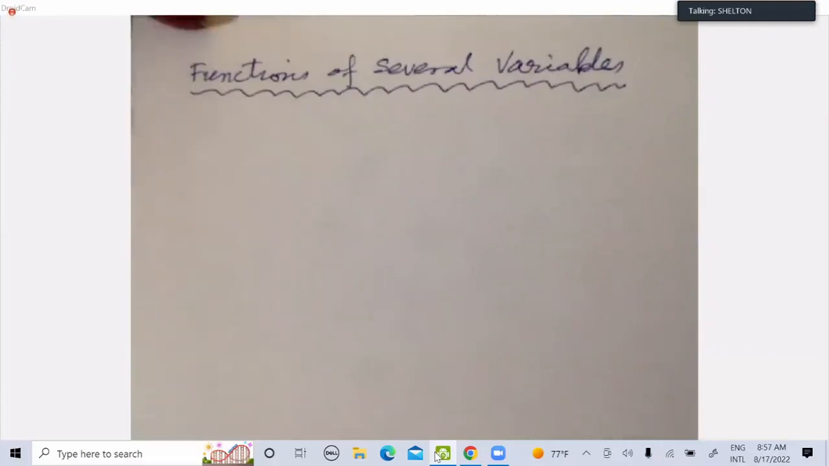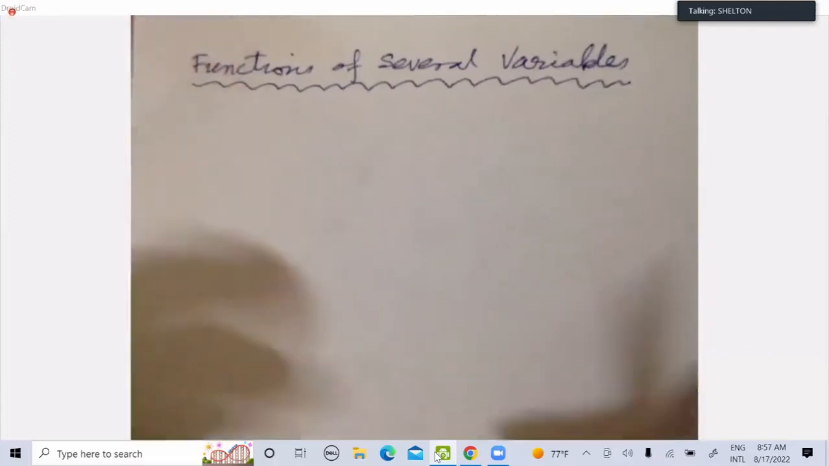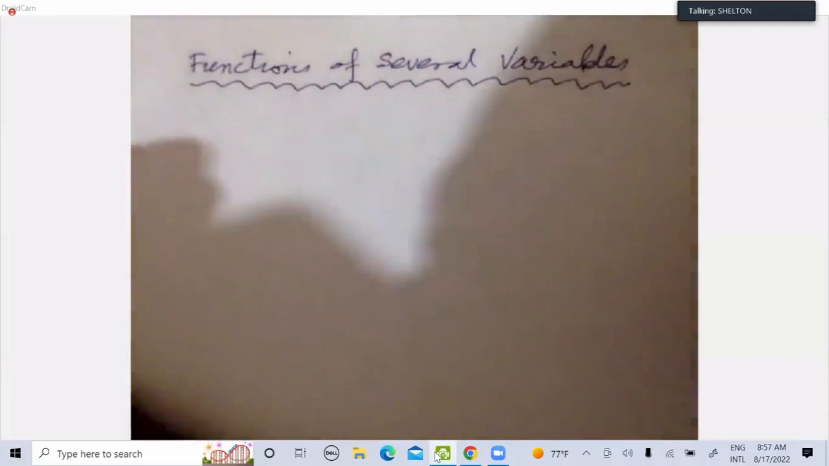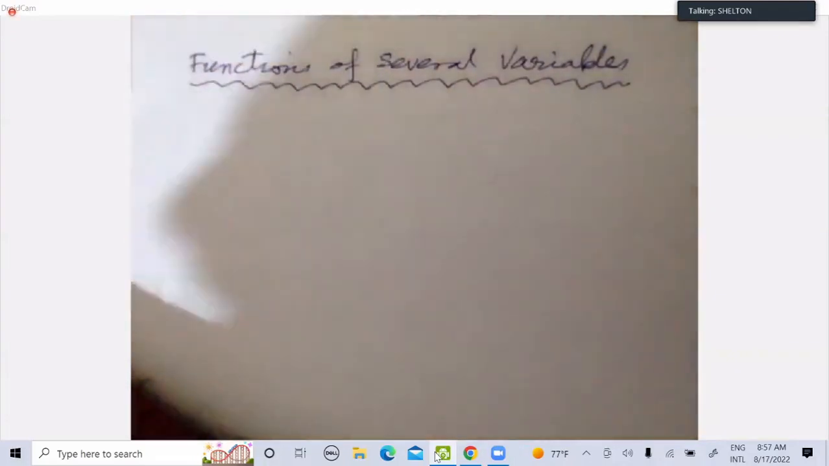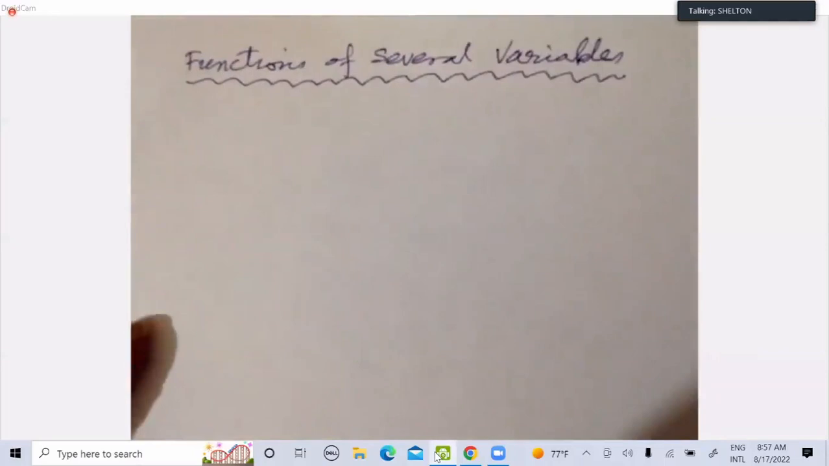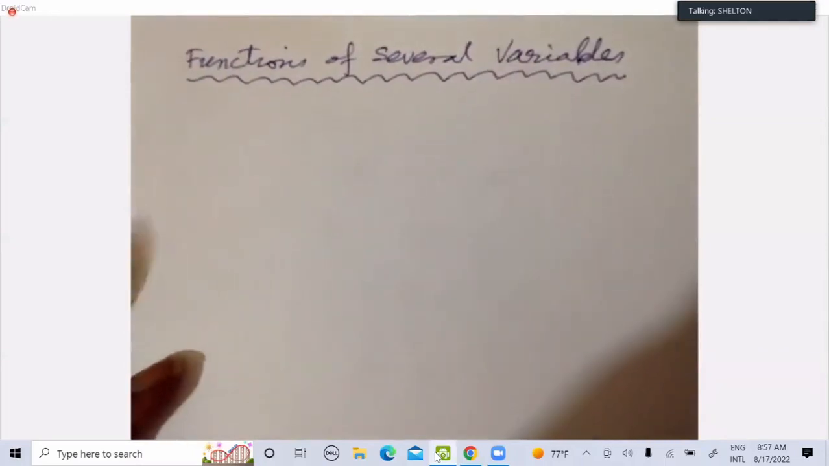Functions of several variables. So before we do that, we need to understand the three-dimensional space, which we did for vectors last semester.